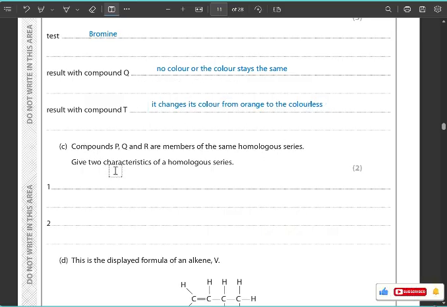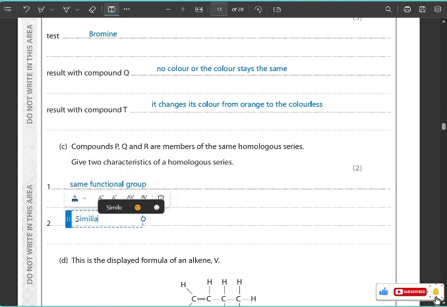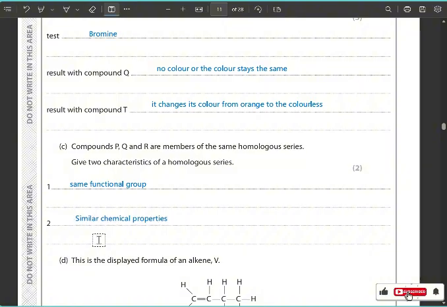Okay, compounds P, Q, and R are members of the same homologous series. Give the characteristics of a homologous series. They have the same functional group, and they have similar chemical properties. But there are more than 2 characteristics of a homologous series, for example, the general formula, and each member differs from the next by a CH2, or a trend in physical properties between successive members.